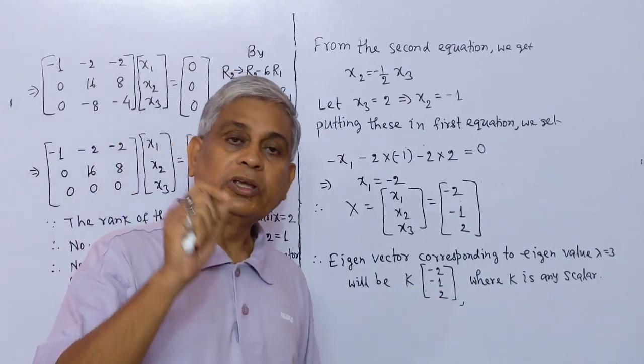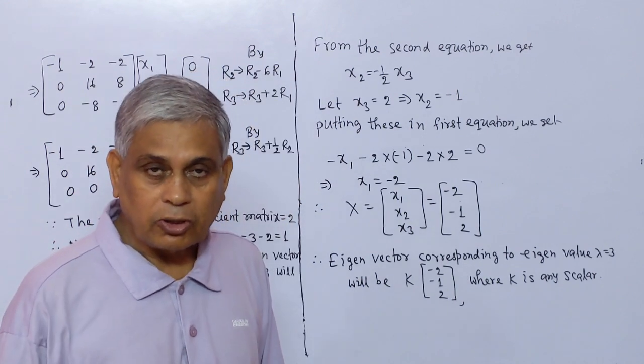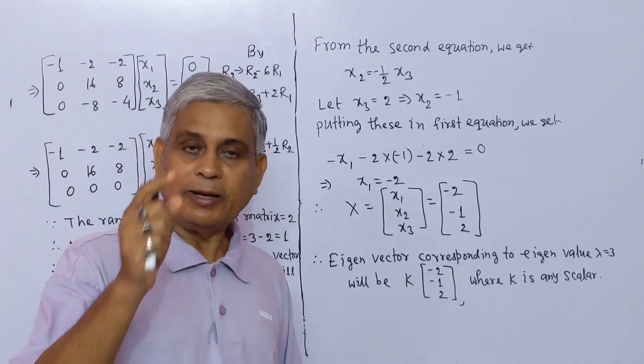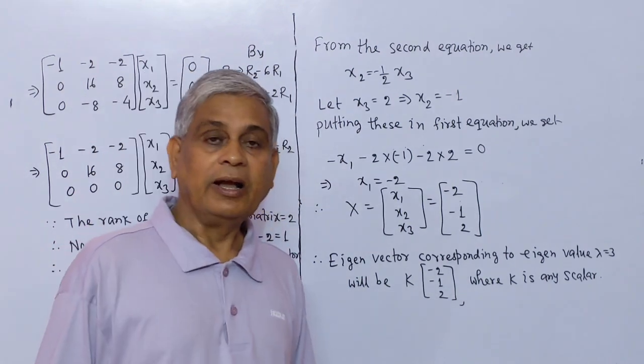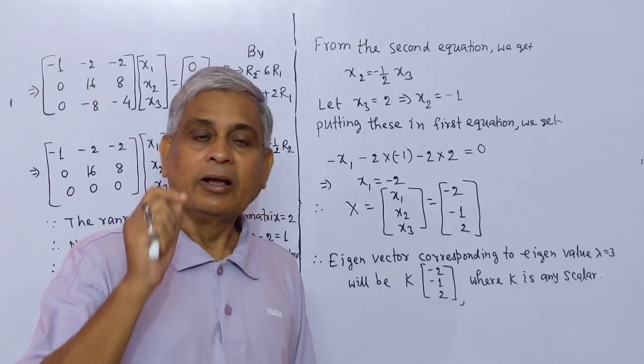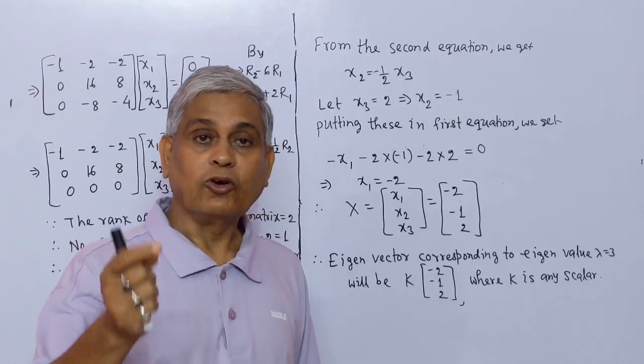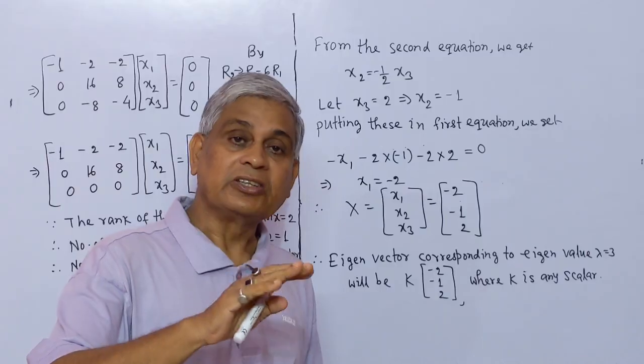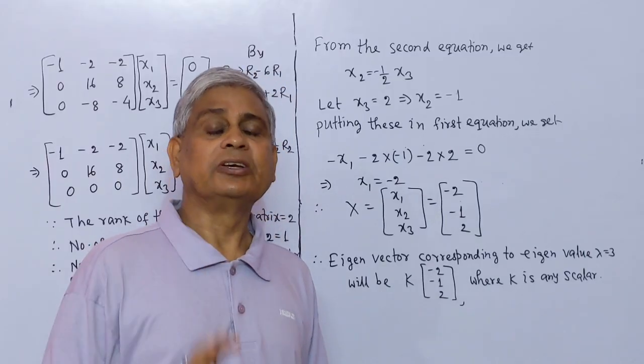So, we get the characteristic roots or eigenvalues of the matrix, and we also get eigenvectors corresponding to these three eigenvalues.